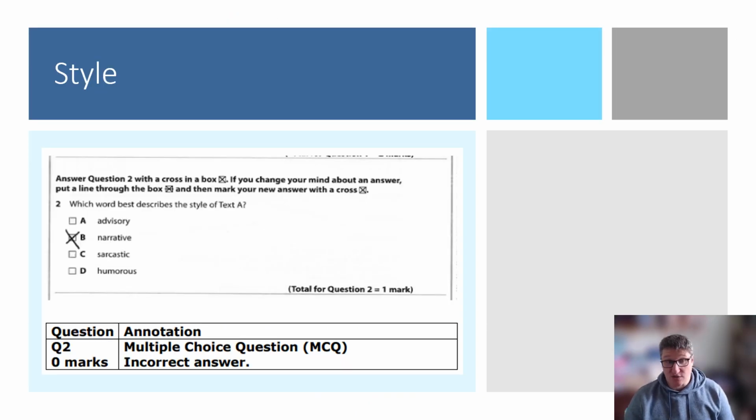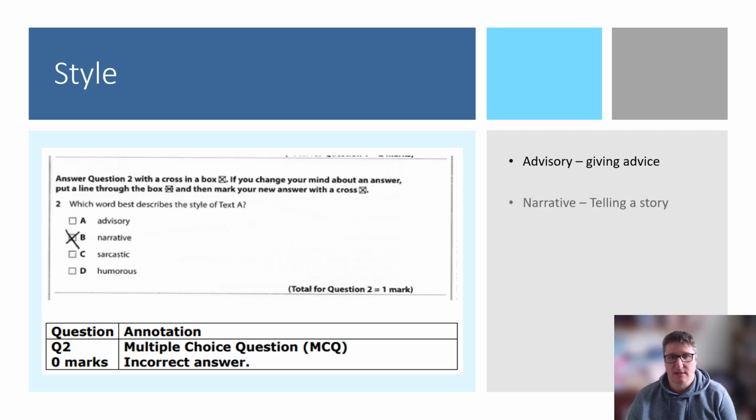Your second question is about style. And there's a few words here. So here, which word best describes the style of text A? Here there are a few: advisory, narrative, sarcastic and humorous. Let's go through a few words that might come up. Advisory is obviously about giving advice. Narrative is about telling a story.